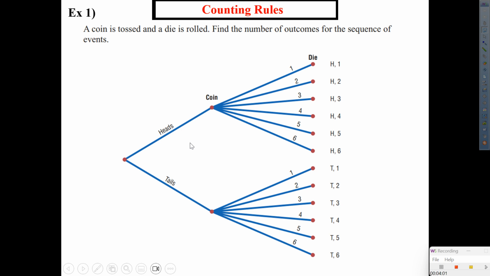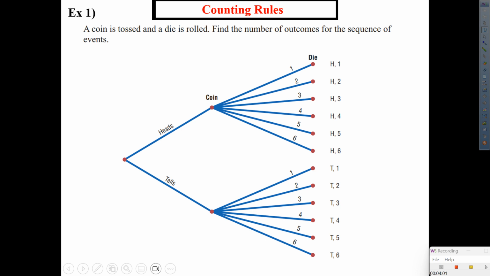Coin, how many outcomes? 2. Is that correct? Heads or tails? How about the die? If we roll it, how many total outcomes? 6 for the heads and 6 for the tails. So how many total outcomes, guys? 12. That is correct. So copy on your paper example 1.